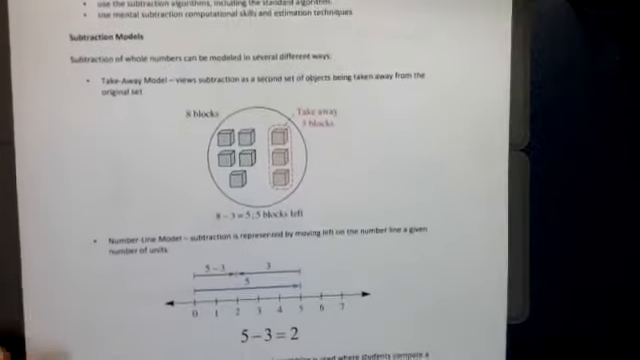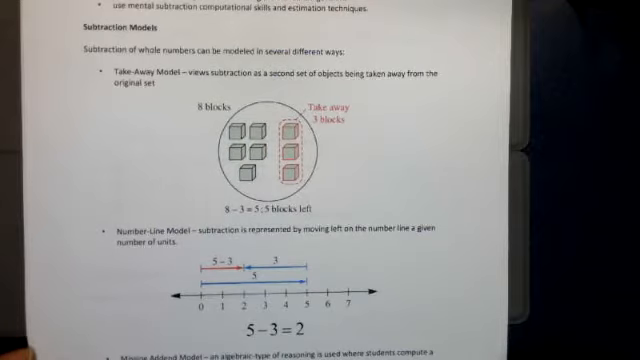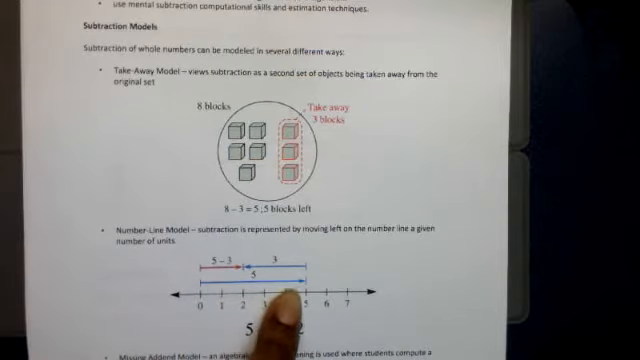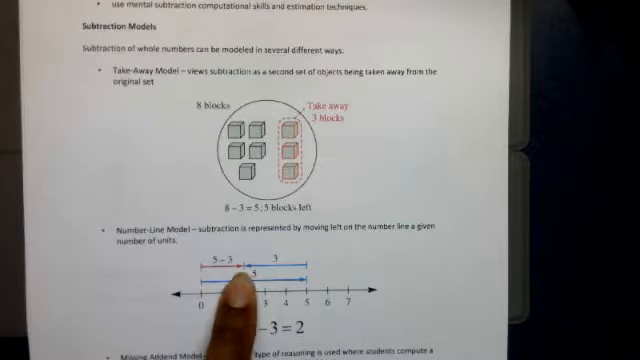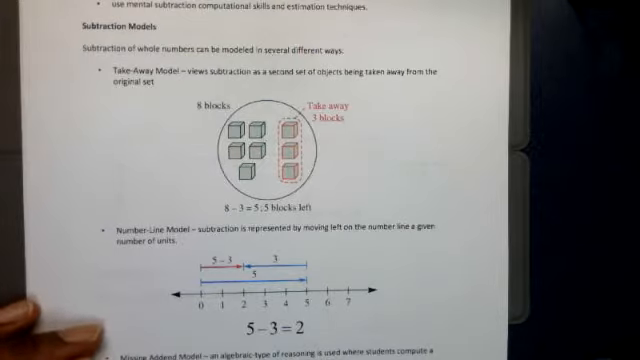All right, the second model is the number line model. The subtraction is represented by moving left on the number line a given number of units. So to represent 5 minus 3, we start at 0, go all the way to the right 5. But we're going to go to the left 3 because we're subtracting 3. So we go to the left 3 places, which means we'll end up at 2. So that represents 5 minus 3 equals 2.